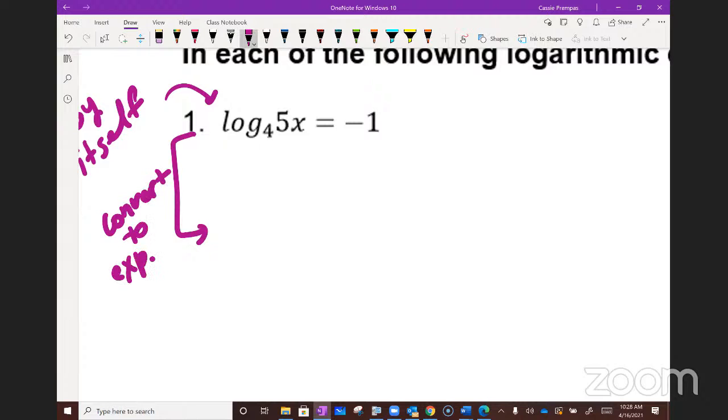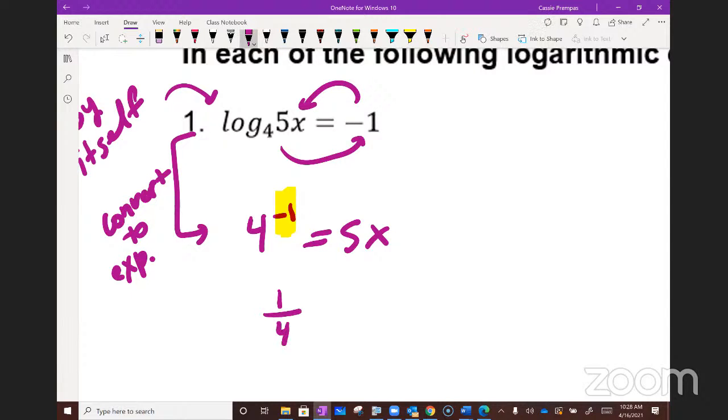Which one's going to be the base? 4. Go around the world. What is it raised to? -1 equals 5x. Perfect. We can't have a negative exponent. What's 4 to the -1 equal to? Yep, 1/4 equals 5 times x.